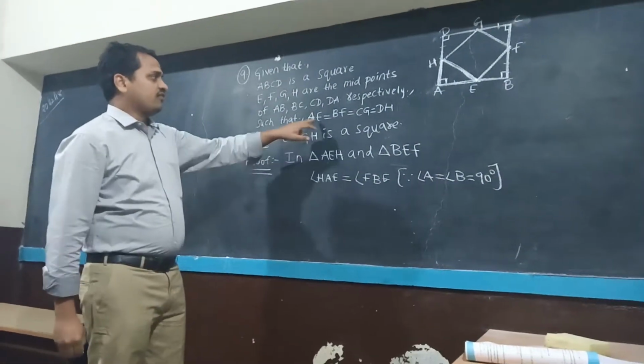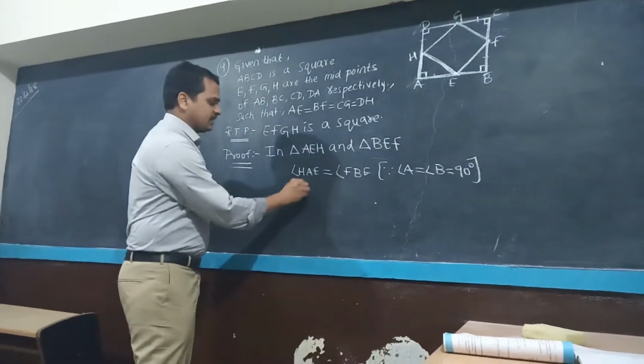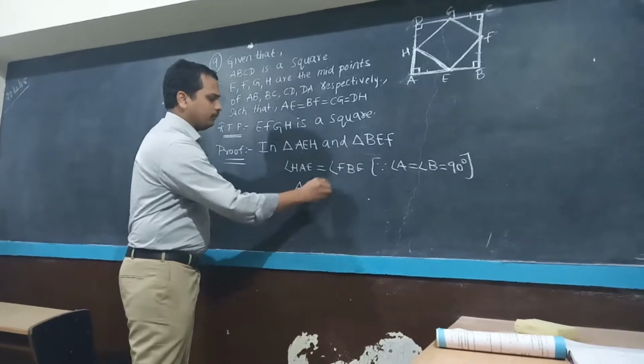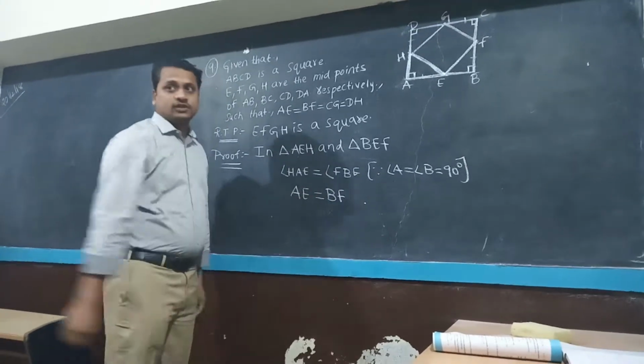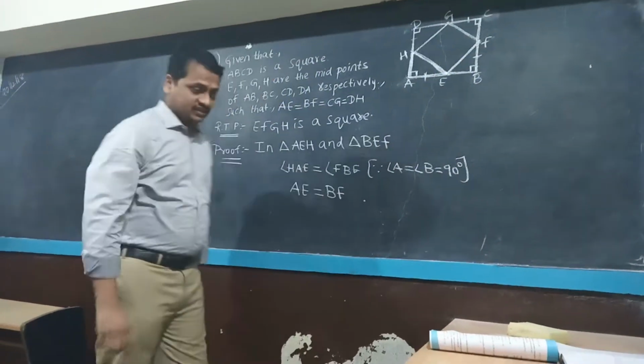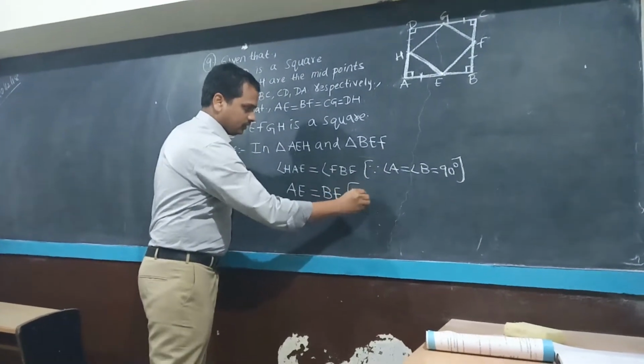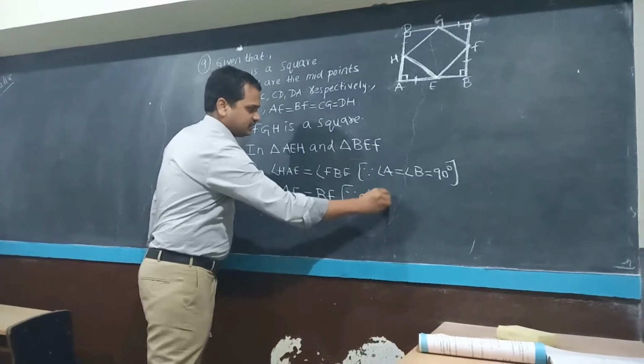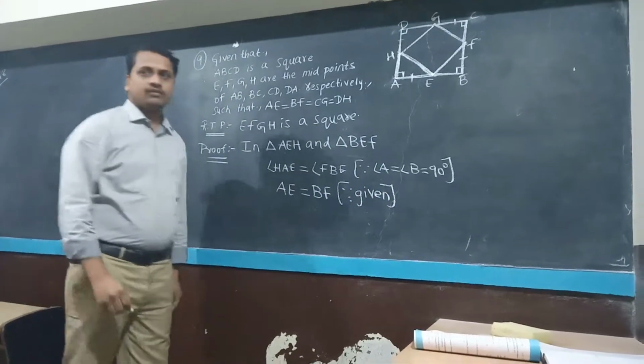Now from the given part, AE is equal to BF. This is the given part.